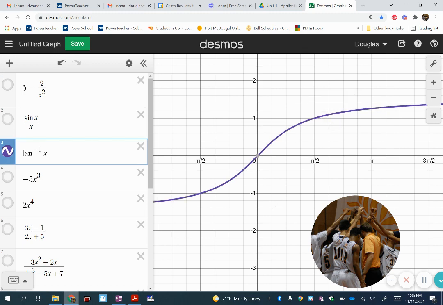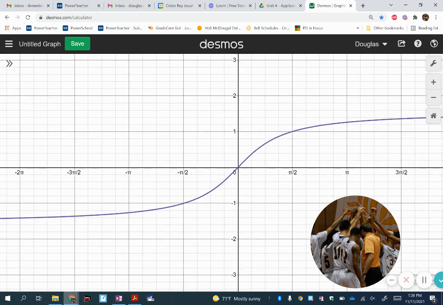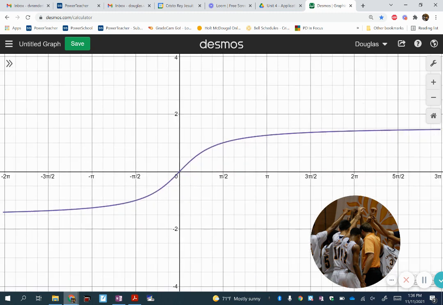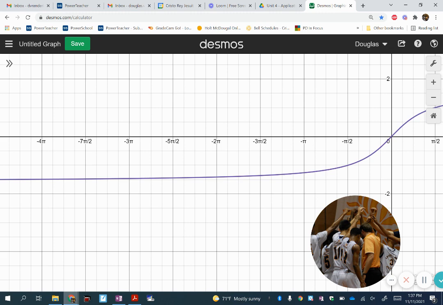Okay, so here's the graph of the inverse tangent function. If you look, as we move to the right, we are approaching an asymptote. That horizontal asymptote is pi over 2. And if we move to the left, then this is also approaching an asymptote, negative pi over 2.